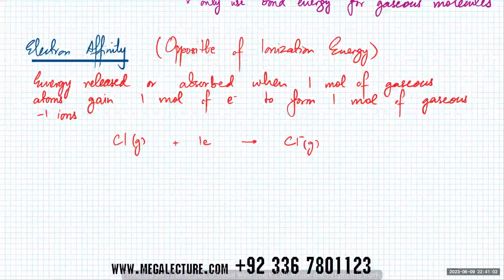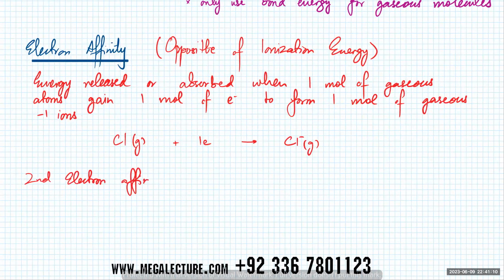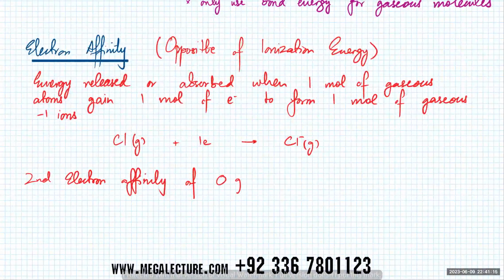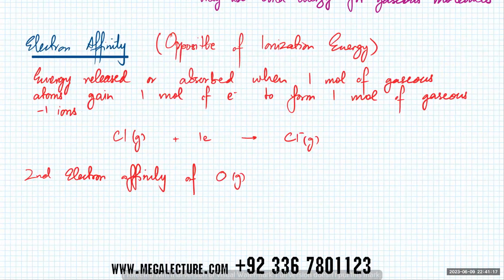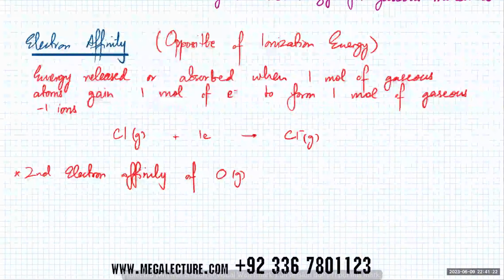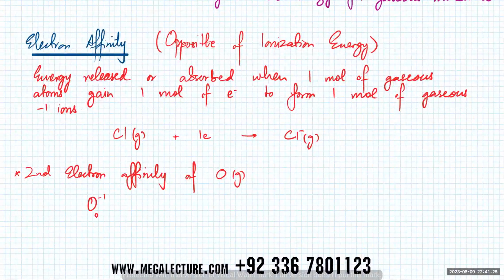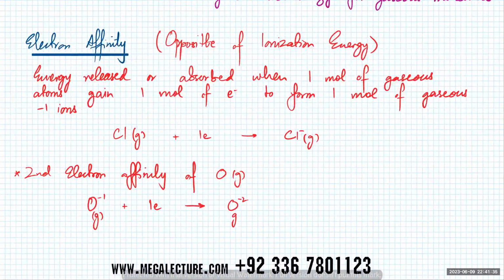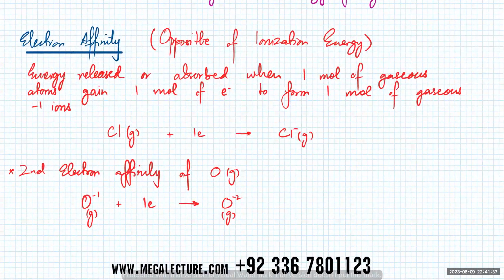So what's the equation for the second electron affinity of oxygen? What would you call it? Like how would you write this equation? Is it O minus gas plus e minus goes to O2 minus? Okay, that's it's going to be O -2 gas, right? So that's what electron affinity is.